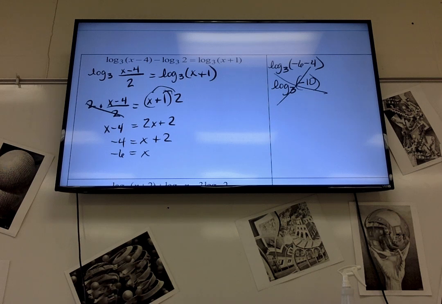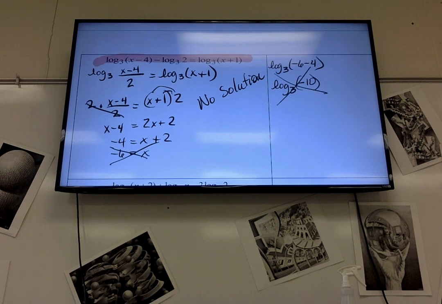Because remember, the log is an inverse of an exponential. And unless it had a negative out in front of it, an exponential will never give you a negative. A number raised to a negative exponent gives you a small number, but it's still positive. So the log cannot be negative. That doesn't mean that x cannot be negative. It just means if you plug x into the original equation and you end up taking the log of a negative, then that is not possible. So this is no solution.